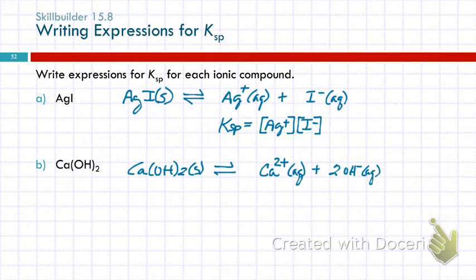So then for the expression KSP, it's the products. So I've got the concentration of the calcium ion, the concentration of the hydroxide ion, but the concentration of the hydroxide ion is squared.